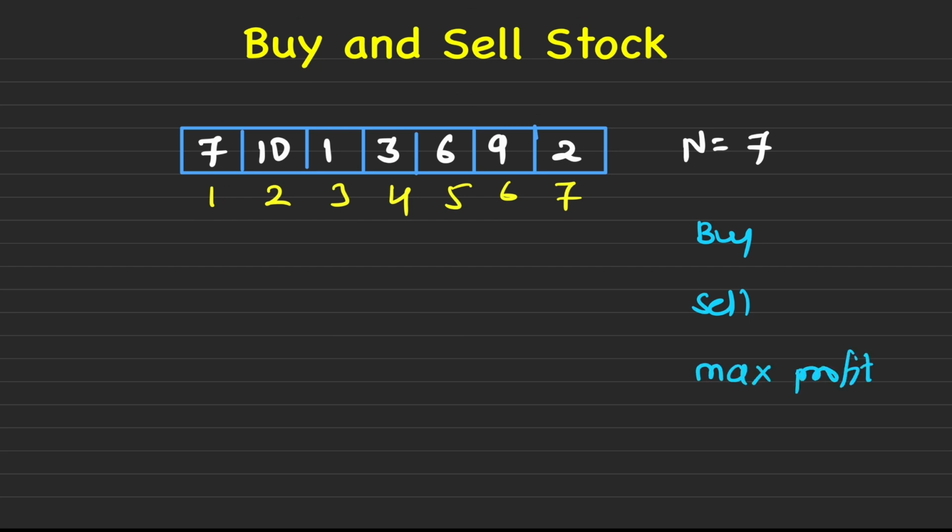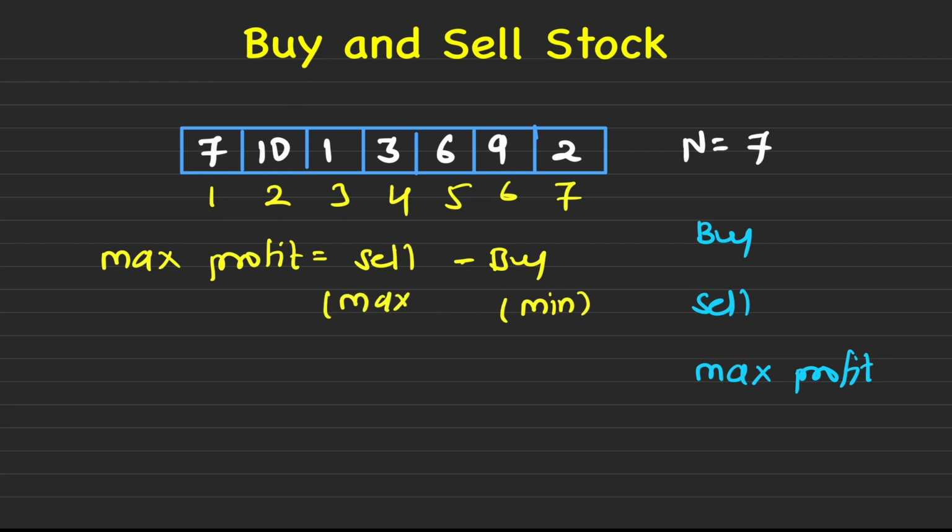Now let's check out how we can approach this problem to get the maximum profit after selling the stock. One important point to note here is that before you sell the stock you have to buy it first. You cannot sell a stock before buying it. So let's assume what we need to do in order to get the maximum profit. We know that to get max profit, we need to sell at maximum price and buy at minimum price. So the buying price should be minimum and the selling price should be as maximum as possible.